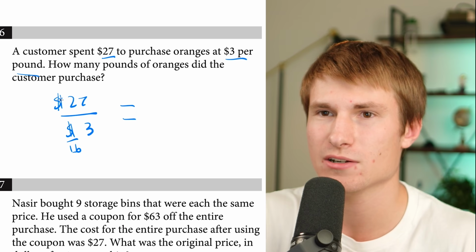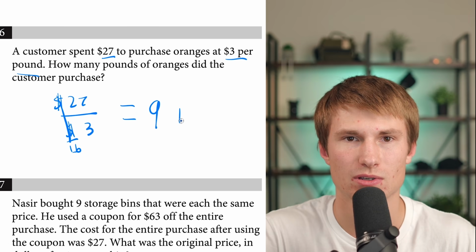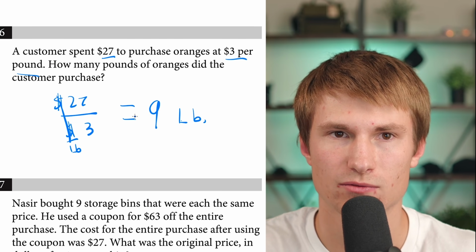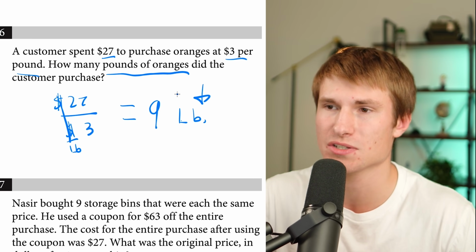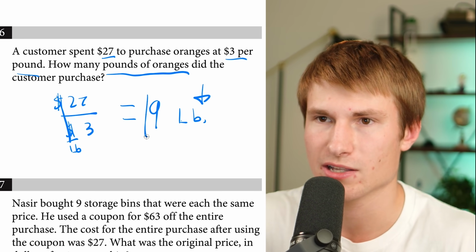Okay, now what we see here is that our dollars are going to cancel, and what we're left with is 27 over 3, which is 9 pounds. Okay, so we have 9 pounds. And obviously, you're seeing that this is the correct sort of equation to set up because we end with pounds. We want to know how many pounds of oranges the customer purchased. So that's one way you can check it, is by making sure you end with the correct units. And as you can see, our answer there will be 9.